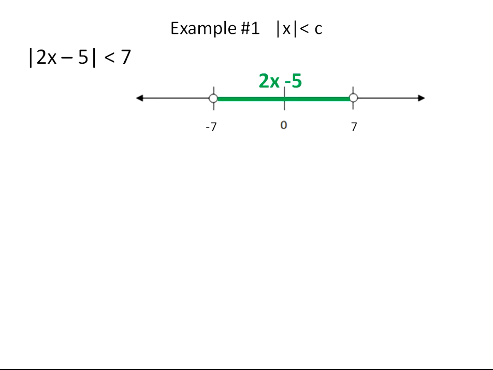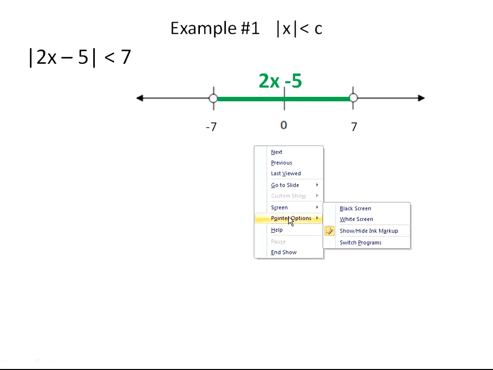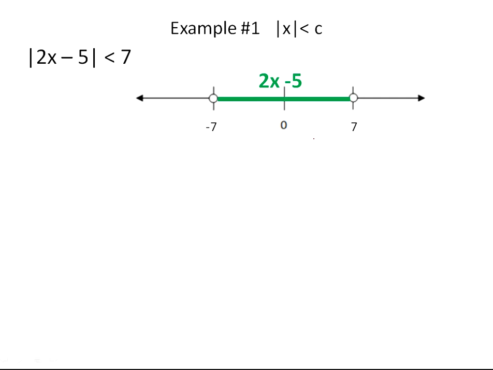So, when we look at this, it's very easy then to write our inequality because you can use the graph to write the inequality. What we're going to do here is start at the boundary, and compare the boundary with the 2x minus 5. Well, the boundary is on the left side of 2x minus 5, so it's smaller. It's less than 2x minus 5. So negative 7 is less than 2x minus 5.